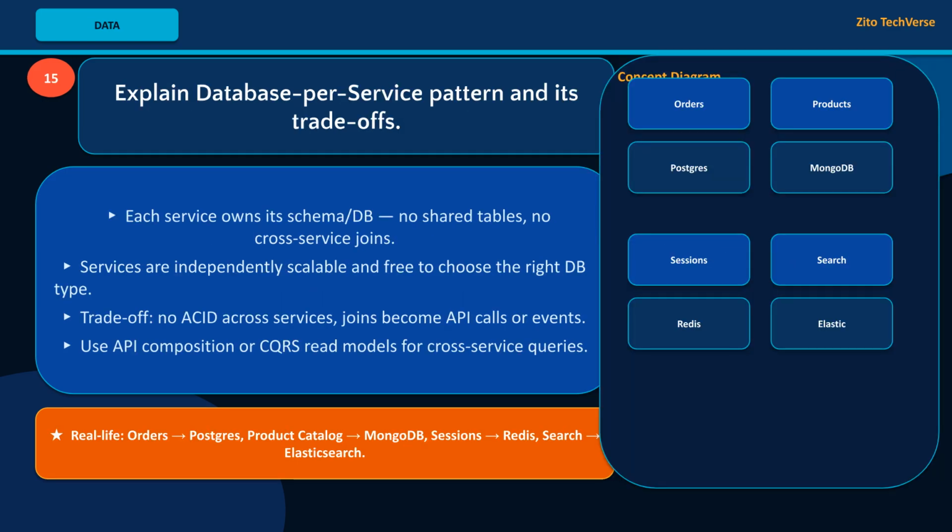The database per service pattern gives each service its own schema, preventing cross-service joins and ensuring independent scalability. While this avoids tight coupling, it complicates cross-service queries, which you can resolve using API composition or CQRS read models. Choose the right database for each service: Postgres for orders, MongoDB for catalogs, Redis for sessions.